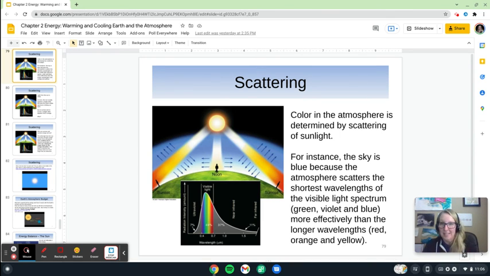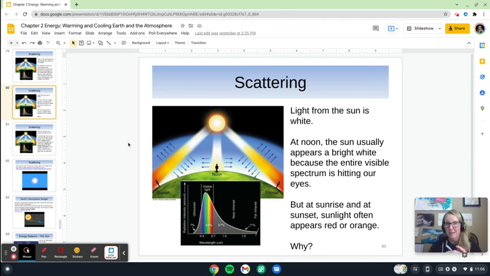Lastly, for this part, we have scattering. The color of the atmosphere is determined by scattering sunlight. For instance, the sky is blue because the atmosphere scatters the shortest wavelengths, which are green, blue, and violet. It's more effective at scattering those than it is at the longer wavelengths.